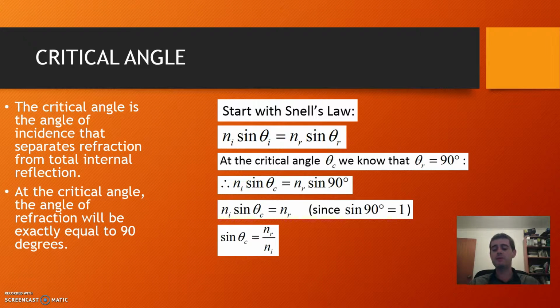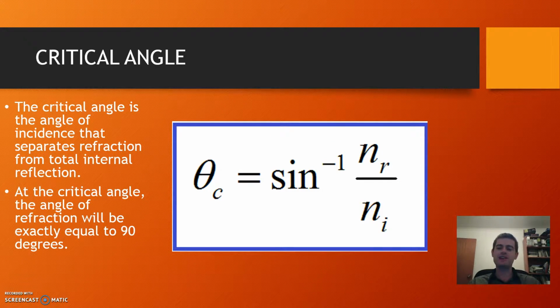And then the last step, as with the Snell's law problems we looked at before, is to take the inverse sine of both sides, and that gives us a formula that allows us to work out theta c. So the critical angle theta c is equal to the inverse sine of Nr divided by Ni, where Nr is the material the light is passing into, and Ni is the material that the light starts in. Now, as with all these problems, you have to be very careful to label each thing correctly and not get them confused. So don't get Ni and Nr confused or you'll get the wrong answer.